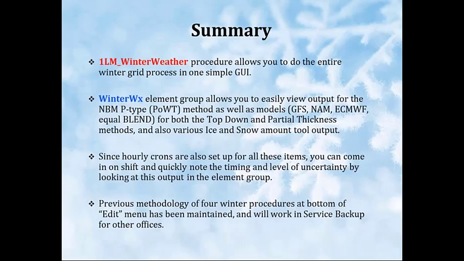So a general summary here, again, the ILM winter weather procedure allows you to do the entire winter grid process from one GUI. The winter weather element group is definitely something to take advantage of as well, because you can easily view output from all various different guidance sources, and also some ice and snow amount output as well. Since hourly crons are set up for these items, you can come in right away and know if we're expecting winter weather, or if it's possible, regardless of what shift you're working. It also allows you to judge the timing of the winter event, and also the level of uncertainty based on how many different sources are predicting weather.